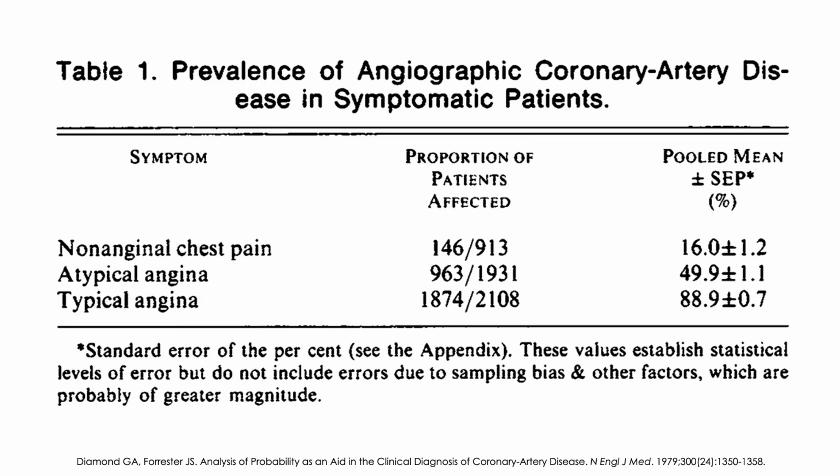And so this is from their original paper in 1979, showing kind of how they derived these numbers. But in patients who had typical angina in their study, 89% of them had coronary artery disease on an angiography, versus if they had non-anginal chest pain, only 16% had coronary artery disease on angiography. If they had atypical angina, it was about 50%.